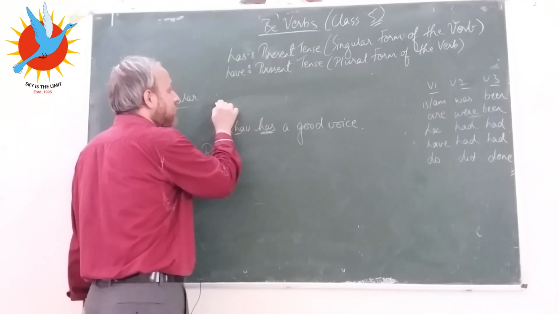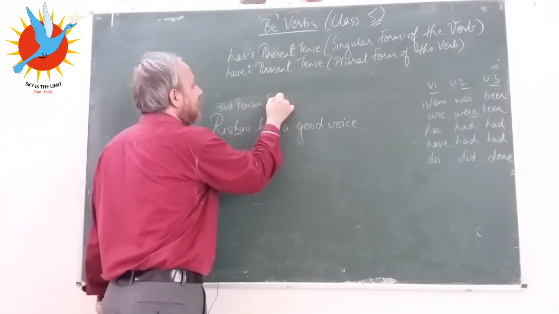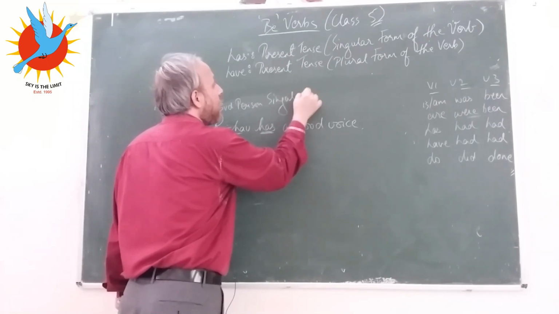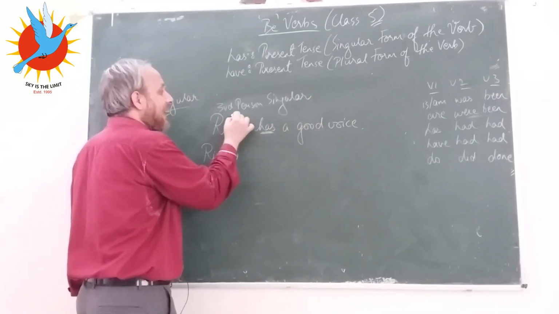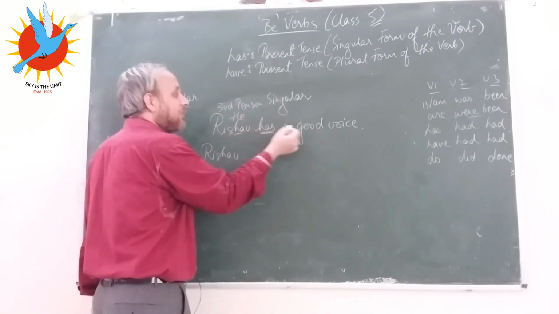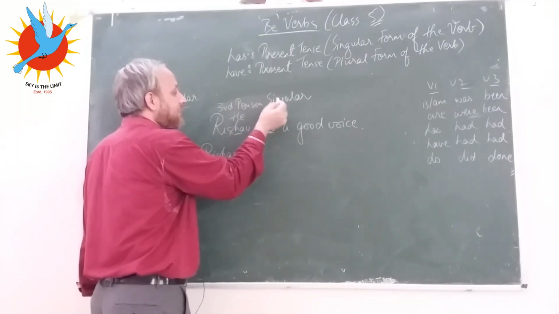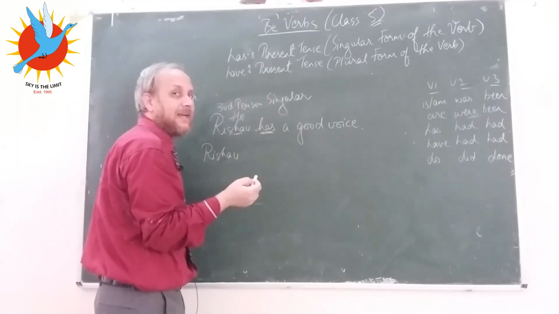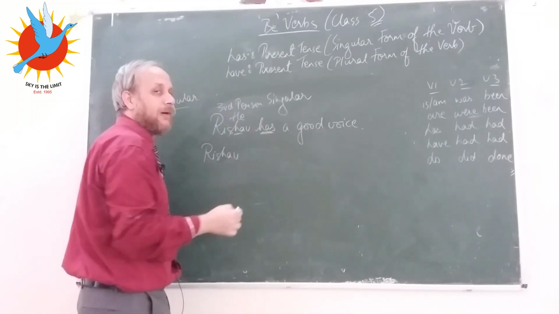Okay, and Rishabh is what? Third person singular. Because we are talking about Rishabh, in place of the proper noun Rishabh, can I use he? Rather than say Rishabh has a good voice, can I say he has a good voice? Yes, I can say he has a good voice. So Rishabh is third person singular. So with third person singular, kids, I've already told you, you have to use the singular form of the verb.